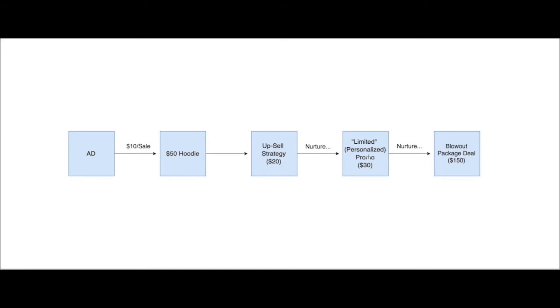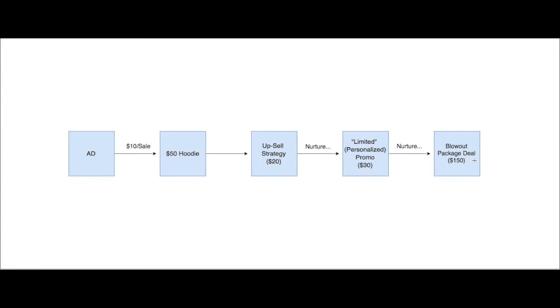So he buys the promotion. And then we continue to nurture him. And maybe 1 to 2 months down the line, we send a package deal to him, a blowout package deal for $150. And this could be a package of like 5 to 10 of your most popular items. And we're packaging it all up for $150 for the next 2 days or something. Of course, not everybody is going to buy this package deal, but the people who do are going to make up for the ones who don't.